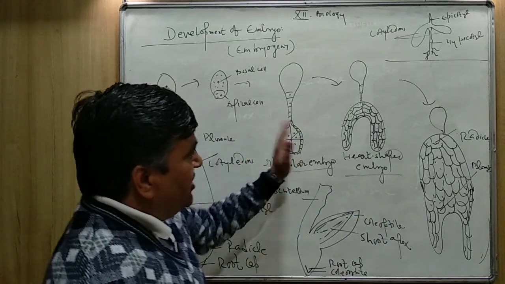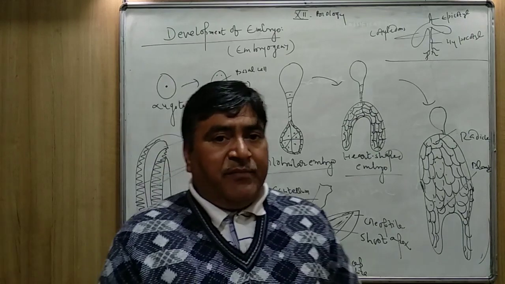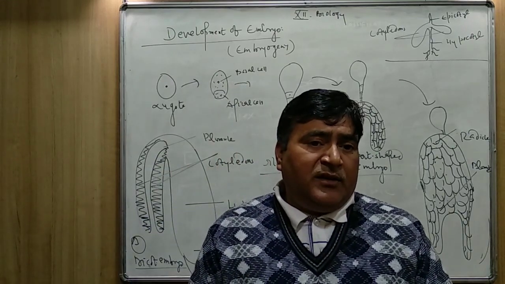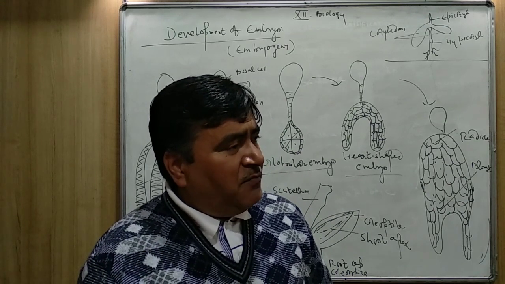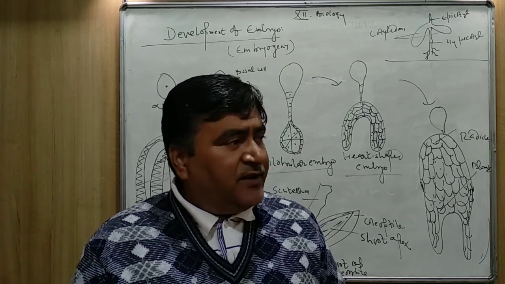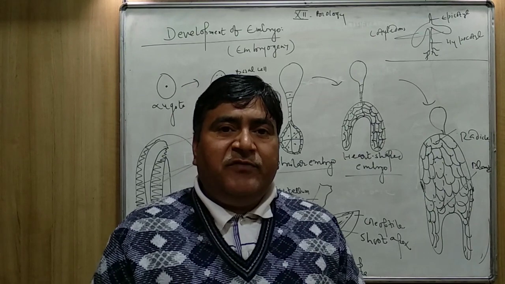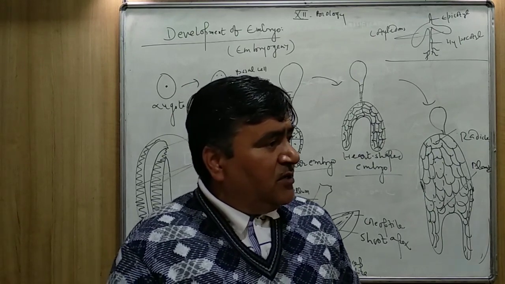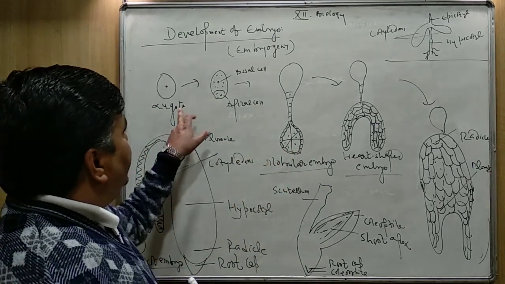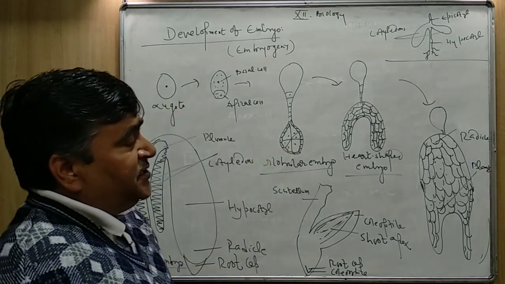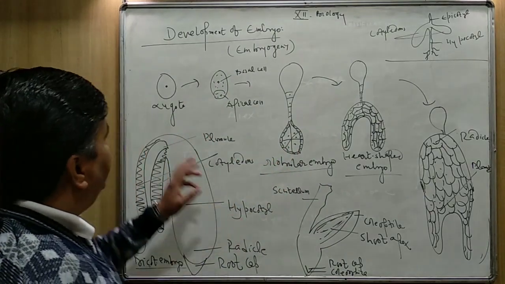I have already drawn here the diagram of embryogenesis. The same diagram is there in your NCERT book, but the detailed description is not there. This diagram is very important. So, please look here at how the embryo is formed inside the plant.